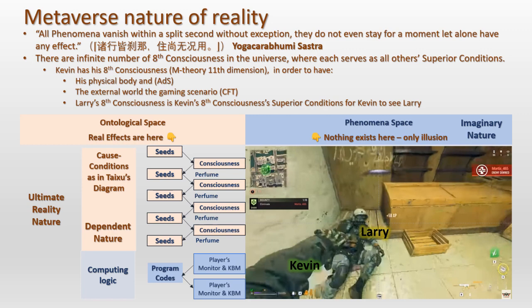The real effects are taking place in the ontological space, where everything works under the law of cause and conditions as in Taigzu's diagram. This is like what happens in the metaverse, where the real effects take place in the computing logics. This is called the dependent nature in Yogacara Buddhism. Therefore, according to Yogacara Buddhism, we have been living in a true metaverse since the infinite past. If we finally leave the metaverse, it is called the ultimate reality nature in Yogacara Buddhism.